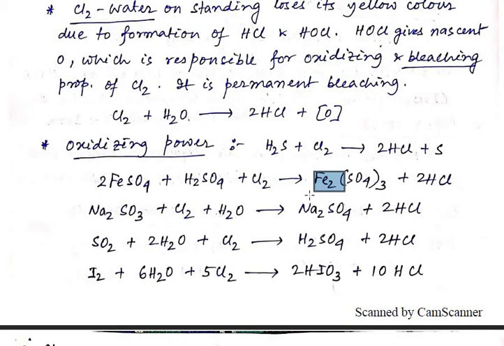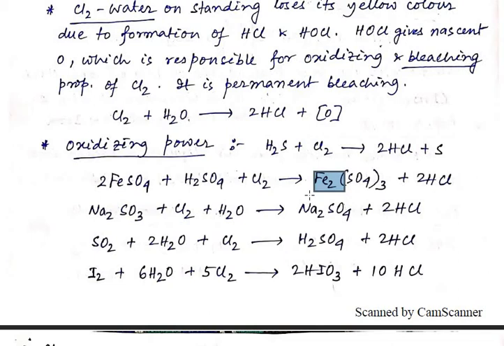In another reaction, suppose I have Na2SO3, sodium sulfite, and when it reacts with chlorine and water, it forms Na2SO4, sodium sulfate. Here also oxidation takes place in the case of sulfur, and Cl2 is reduced to HCl. So the sulfur is oxidized, so chlorine acts as the oxidizing agent. Is it clear to all of you? So I am going to another reaction.